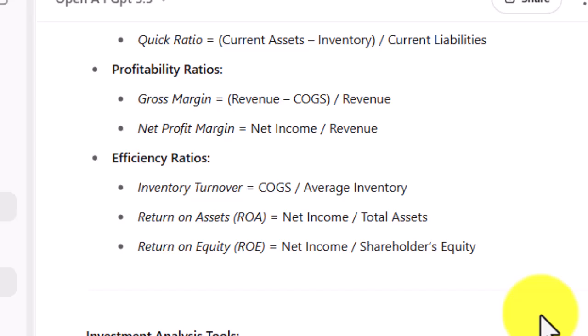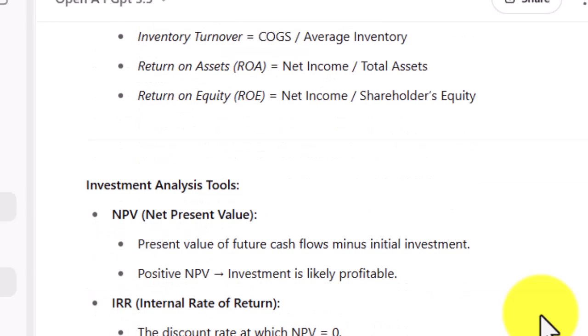Efficiency ratios: inventory turnover equals COGS divided by average inventory. Return on assets equals net income divided by total assets. Return on equity equals net income divided by shareholder equity.